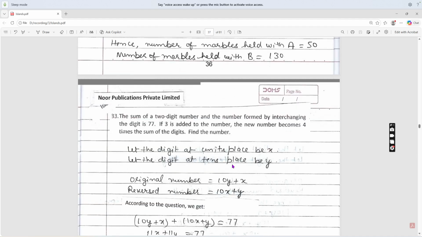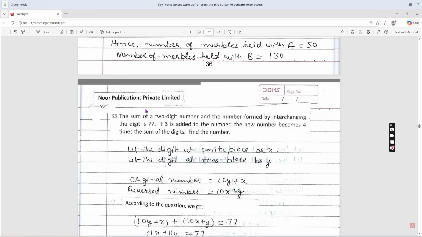Okay, next. The sum of a two-digit number and the number obtained by interchanging the digits is 77. Again, it is the same question. Let the digit at unit place be x. Let the digit at tens place be y. So the original number would be 10y plus x, and the reverse number would be 10x plus y.